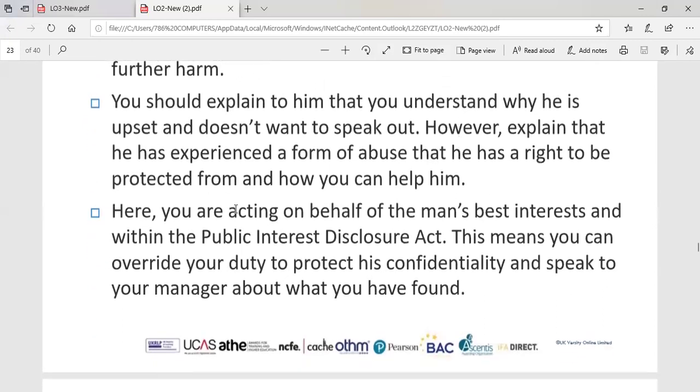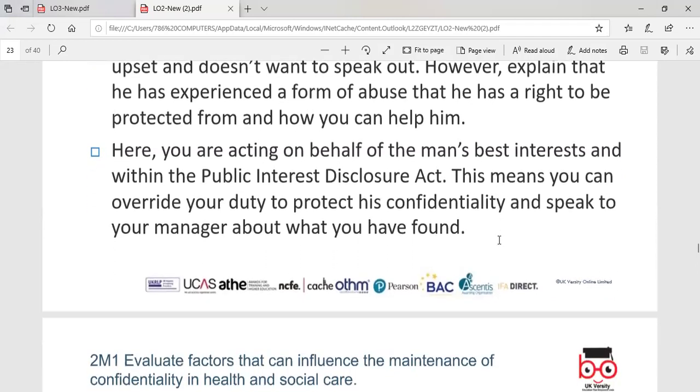So this would be acting in this person's best interests, and it also has the Public Interest Disclosure Act in it. This means that you would have to override your duty of confidentiality, protect his confidentiality, and speak to your manager about what you have found exactly.